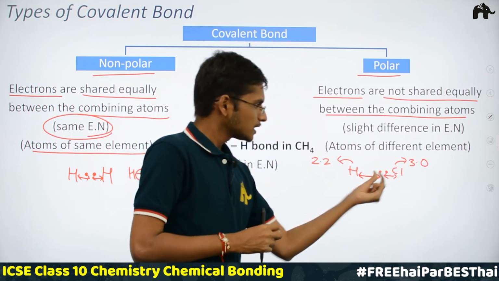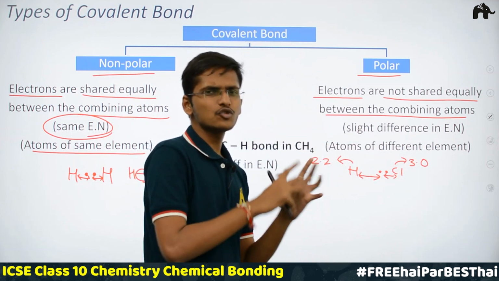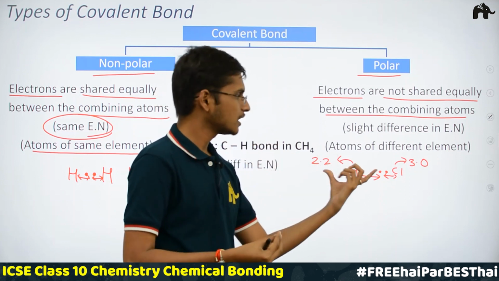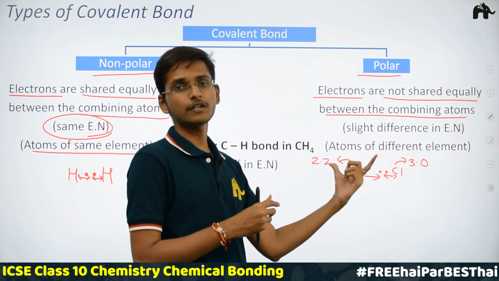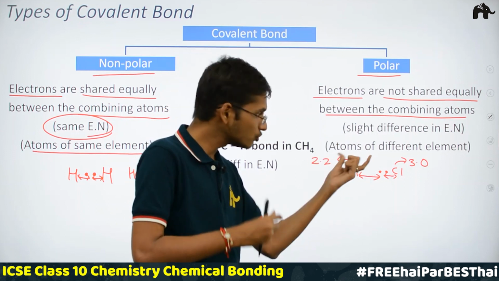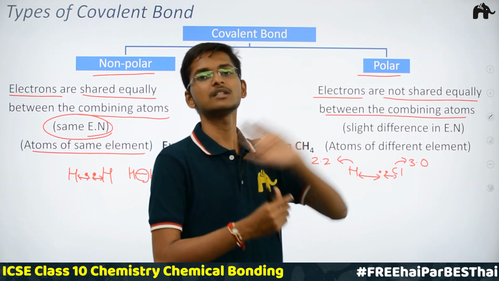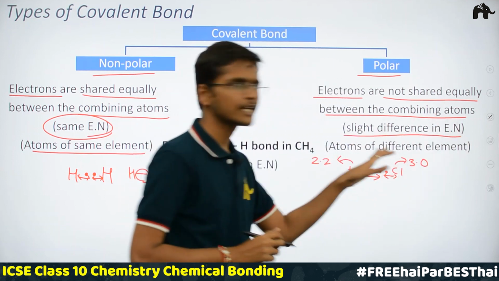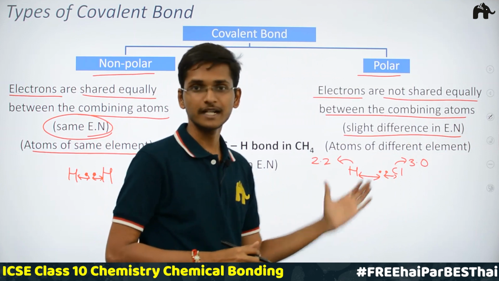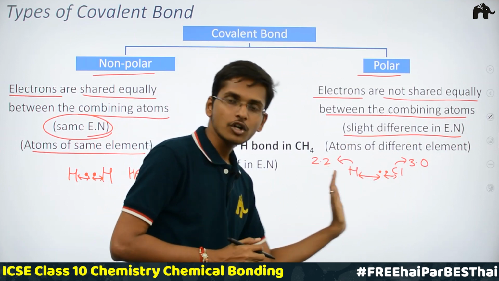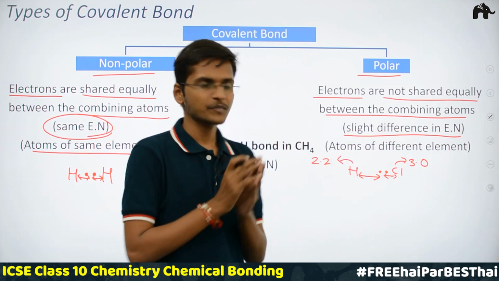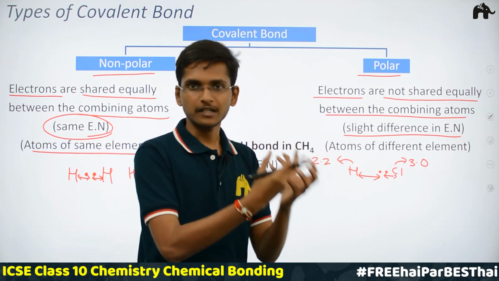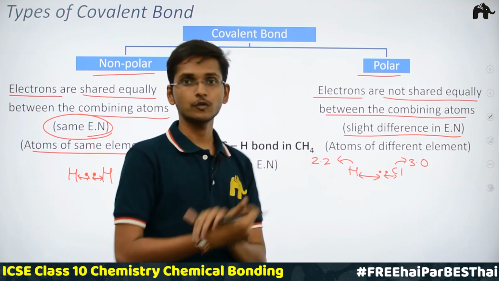Now see, the electronegativity difference is not too much, it is a slight difference in the electronegativity, but because of this slight electronegativity difference too, the shared pair of electrons is being shifted. So what's the reason? The reason is very simple: a slight difference in the electronegativity between the two combining atoms. That's why the shared electrons are not being shared equally. The shared electrons are being closer towards a particular atom of the molecule.